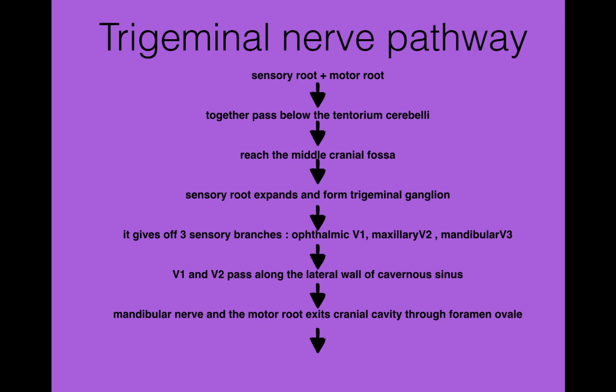And the mandibular nerve passes straight down from the lower part of the ganglion to the foramen ovale. And the motor root also passes through the foramen ovale and joins the mandibular division just outside the skull to form the mixed mandibular nerve.